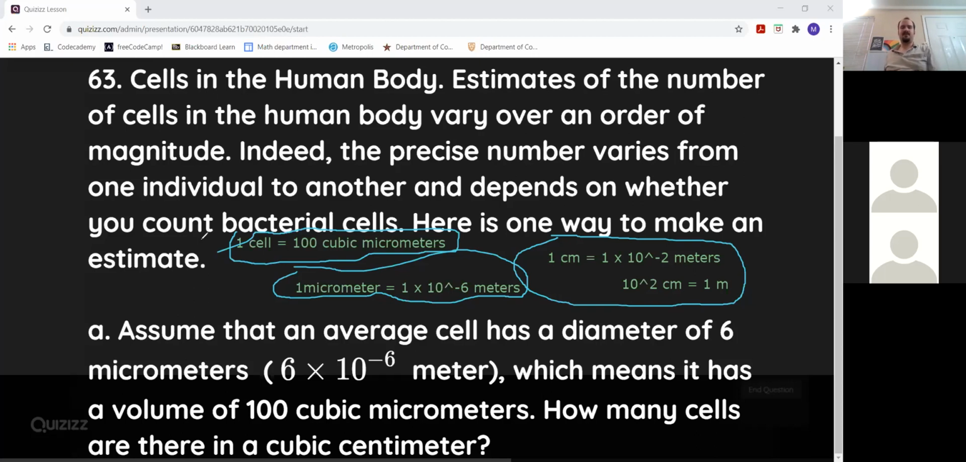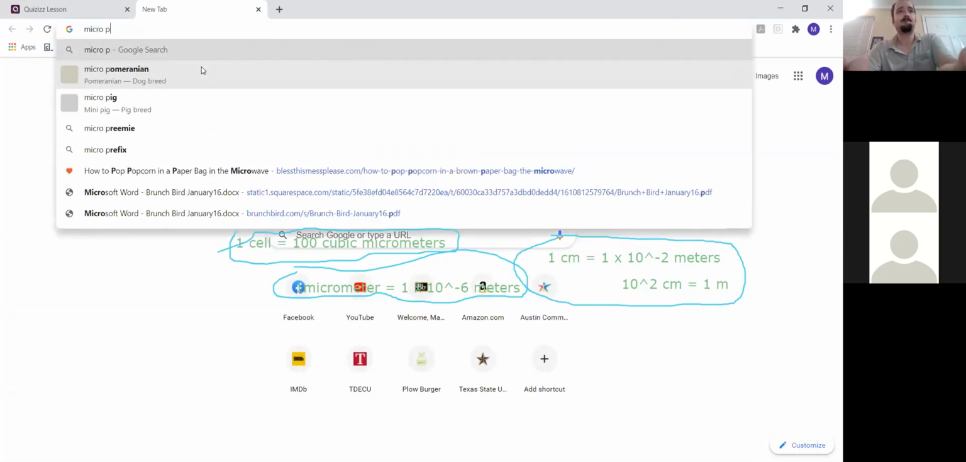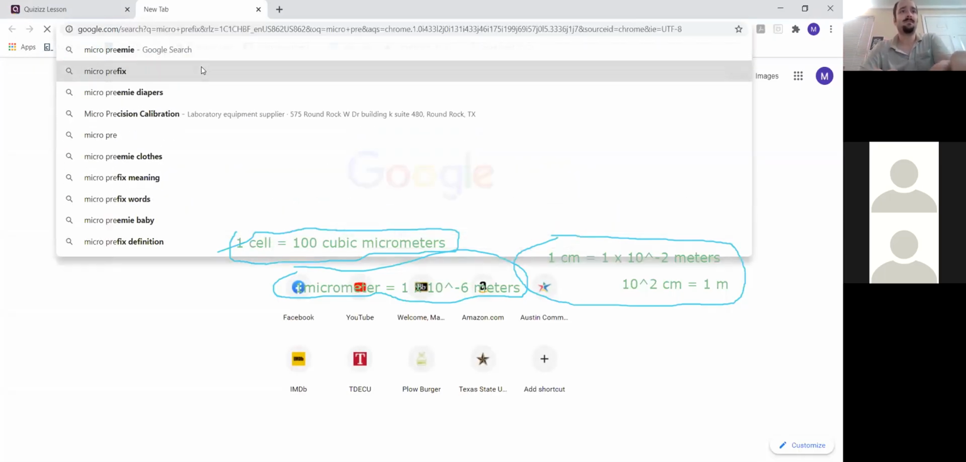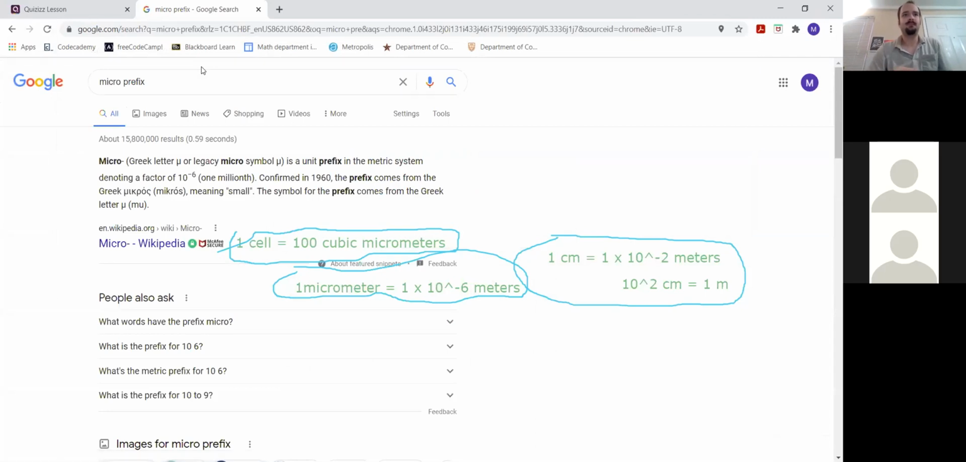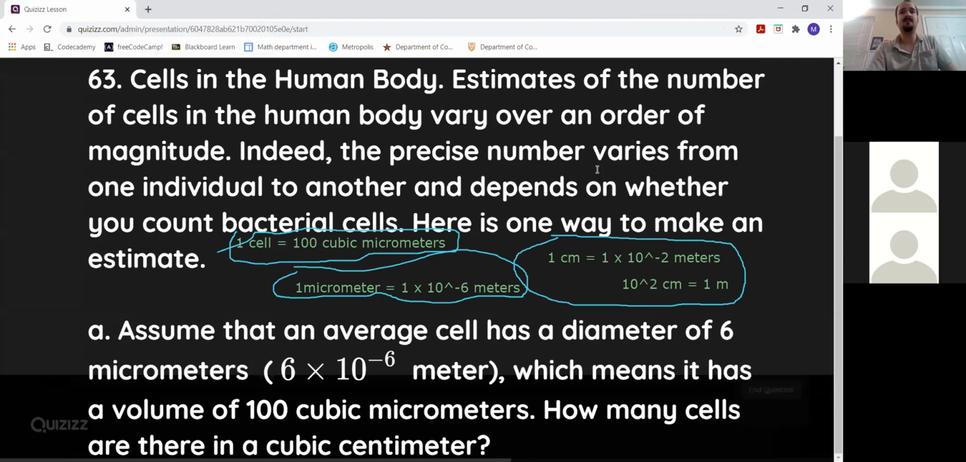What is the micro? Is that the little? I think it's a little mu prefix, isn't it? Yeah, it was a mu. The Greek letter mu is what they use for that.